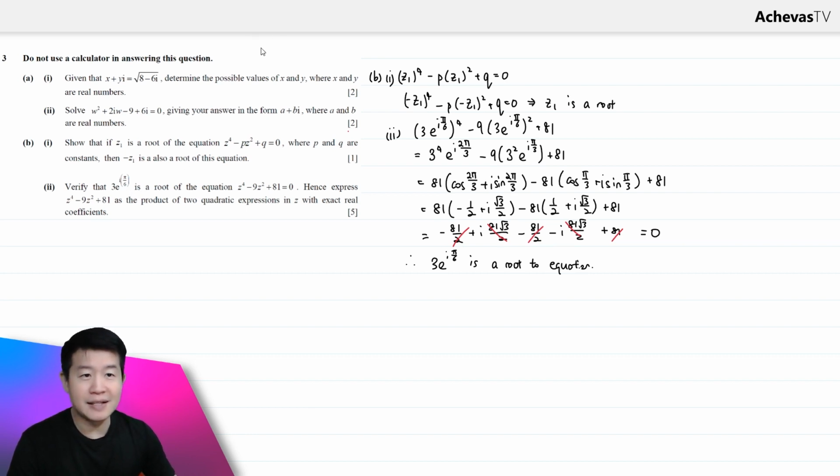Which means that since now we have verified that this is a root, this will tell me that 3e to the power of minus i pi over 6 is also going to be a root. And from here, that means we have now two roots. This and the conjugate will be 2 of the roots of z to the power of 4. And from part 1, we can deduce that if this is a root, then minus 3e to the power of i pi over 6 is also going to be a root. And the conjugate of this will also be a root. So we have 4 roots. Let me write them down properly here, okay?